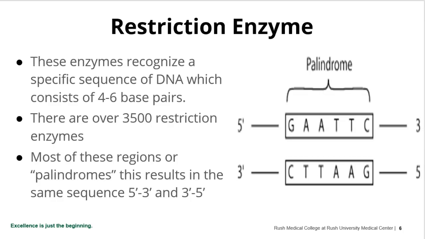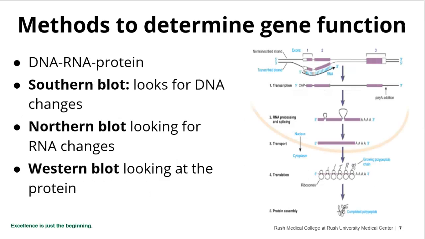Now, one of the ways that we can determine if there's a change in the DNA sequence is to cut the DNA with a restriction enzyme. And this notices something called a palindrome. It's the same sequence going forward and backwards, and it will cut at that region. There are over 3,500 restriction enzymes, so we can choose one that cuts where we're interested in. And we're going to talk about this with sickle cell in a minute.